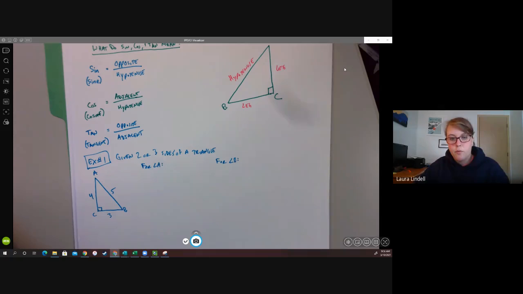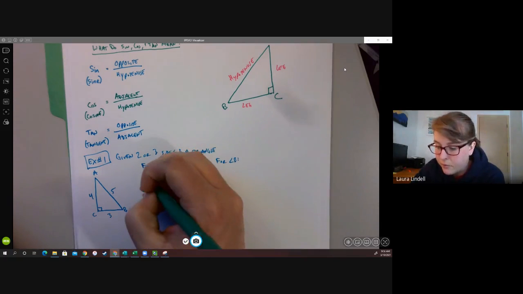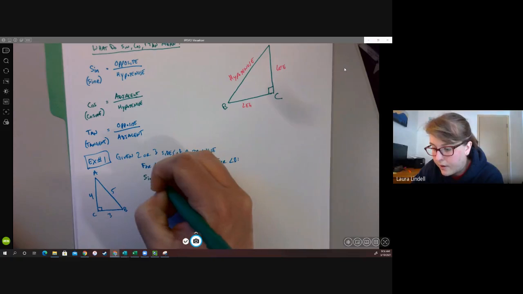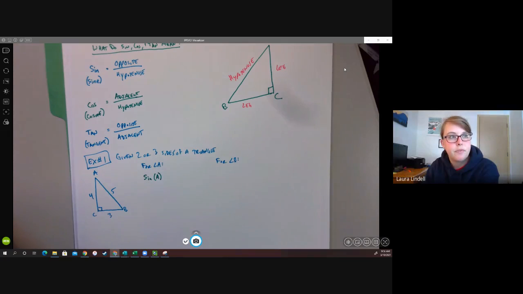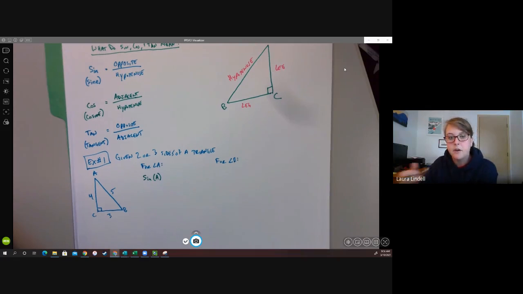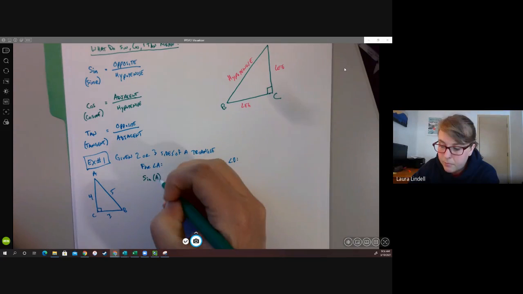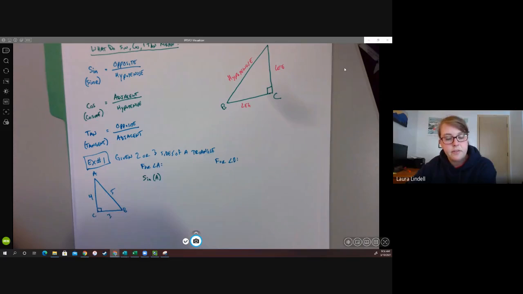Okay, so the way that we would be asked for these things is we would be asked, what is the sine of angle A? Like that. So typically when you see sine, cosine, or tangent, you'll see something in parentheses, and that something in parentheses will be an angle.